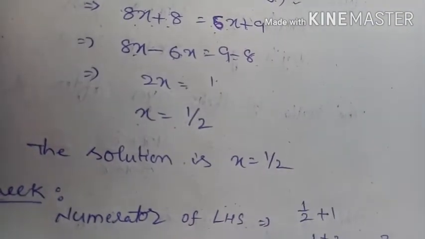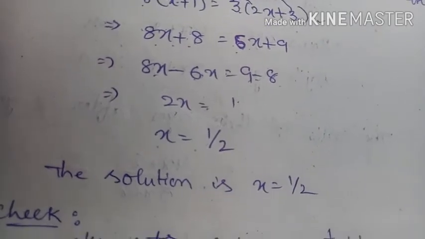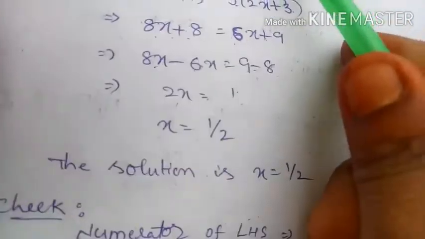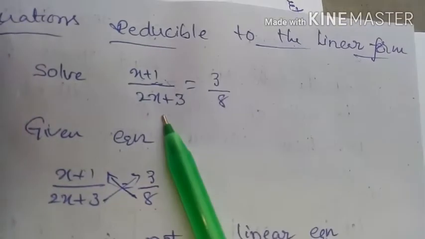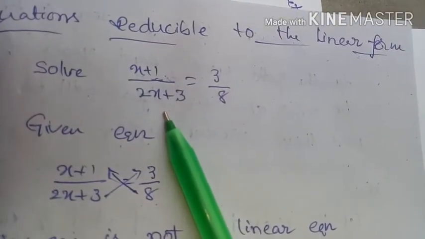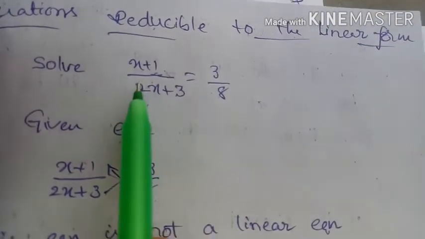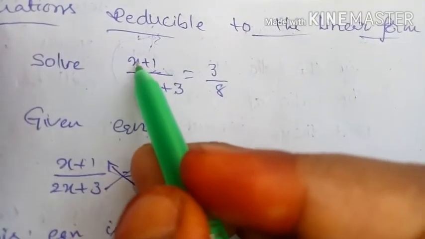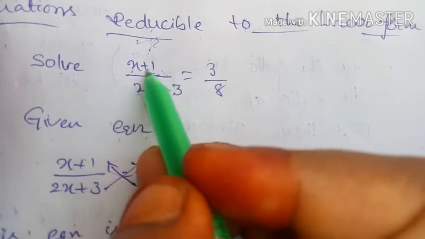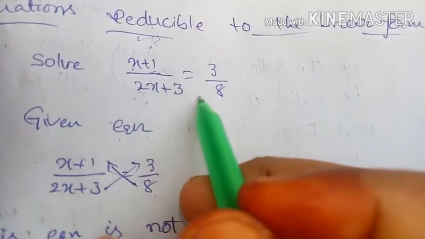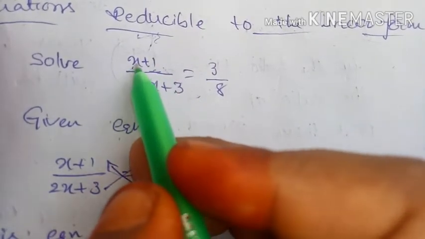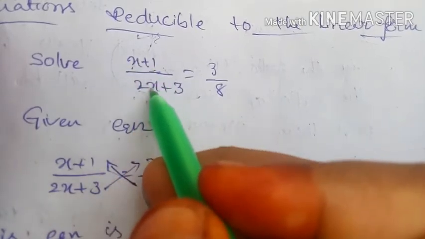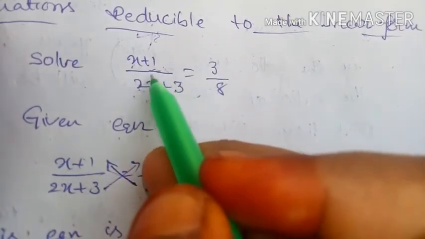Now once check it, is it right or wrong? Here this is not a direct linear equation. So now keep that x value in the LHS side only. What is the numerator in the LHS? x plus 1, and the denominator 2x plus 3. Now we substitute that x value in the numerator and denominator. Let's see.